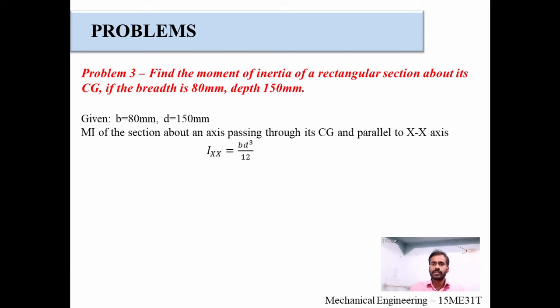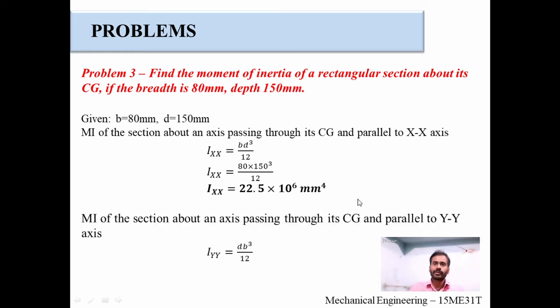So from the question, we have to find the moment of inertia of the rectangular section about its center of gravity along two axes, that is xx and yy. First we will calculate about the xx axis, that is Ixx is equal to BD cube by 12. Substitute the values of B and D, that is the value of B is 80 and D is 150 cube divided by 12, it will give you the answer as 22.5 into 10 to the power 6 millimeter to the power 4.